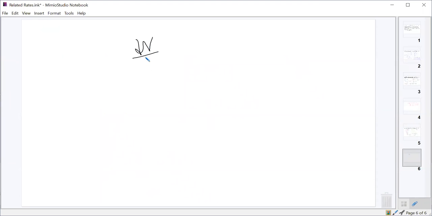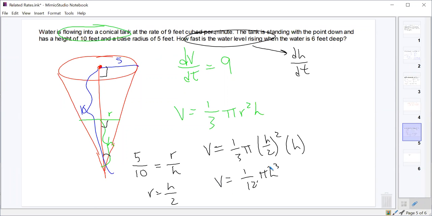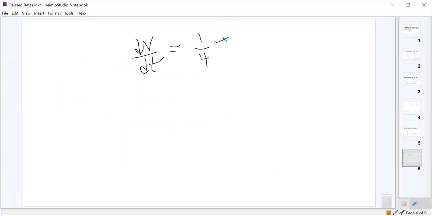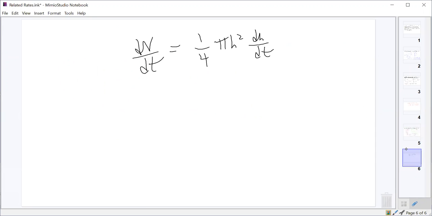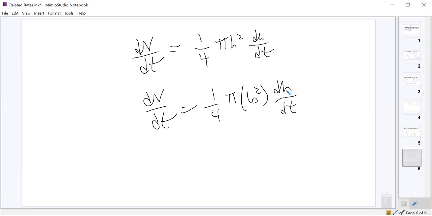So when we differentiate both sides with respect to t, the left is dV/dt, the right becomes 3/12 or 1/4 pi h squared times dh/dt. And we want to know what dh/dt is when the height is 6 and the water is 6 feet deep. So we'll say dV/dt is 1/4 of pi times 6 squared times dh/dt. What's dV/dt? It is given to us in the problem. Should be 9.